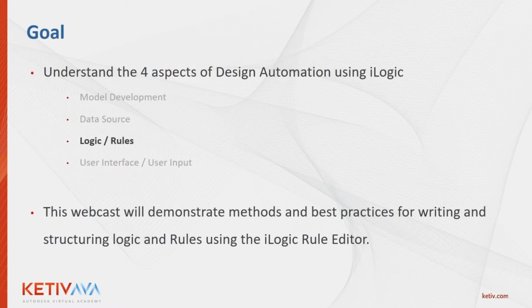Today, we're going to be talking about the third aspect of the 4 aspects of design automation using iLogic. In previous webinars, we've talked about what we need to be doing in terms of model development, some of the pros and cons, the do's and don'ts of developing different models. In our last webinar, we talked about extending some of that functionality by being able to connect to different data sources, be it Excel spreadsheets or SQL database tables or the like. So how do we access that information?